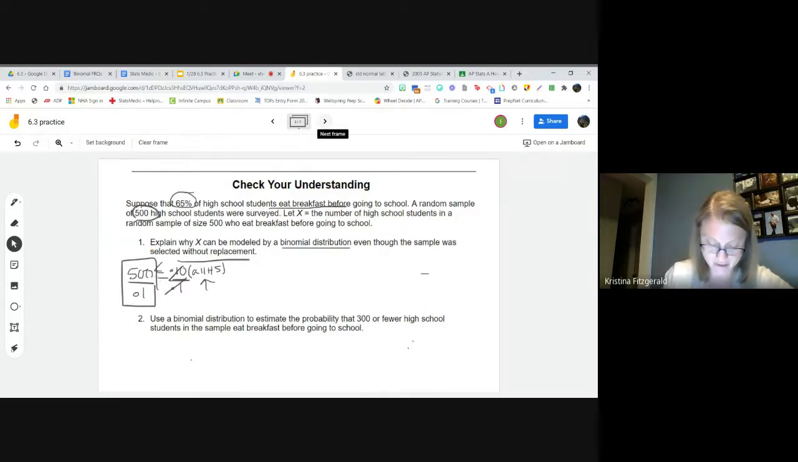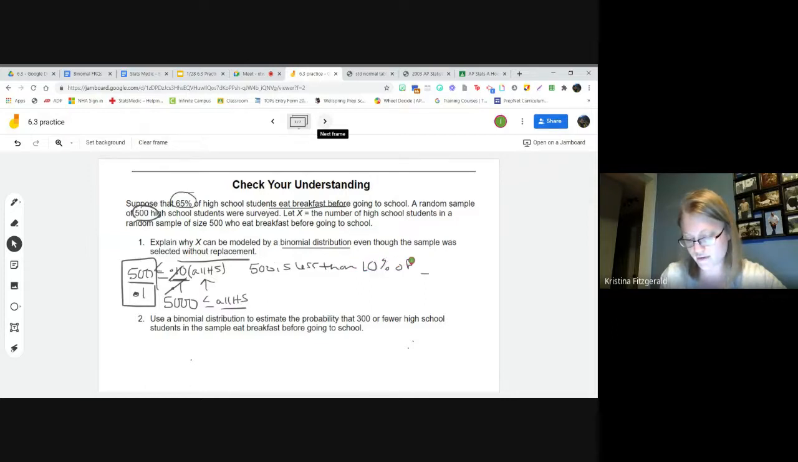That's going to tell us that 5,000, 500 divided by 0.1 is how many high schoolers we'd at least have to have. So we have to think about it: are there more than 5,000 high schoolers ever? Yes. So probably the sample of 500 is less than 10% of all high school students.